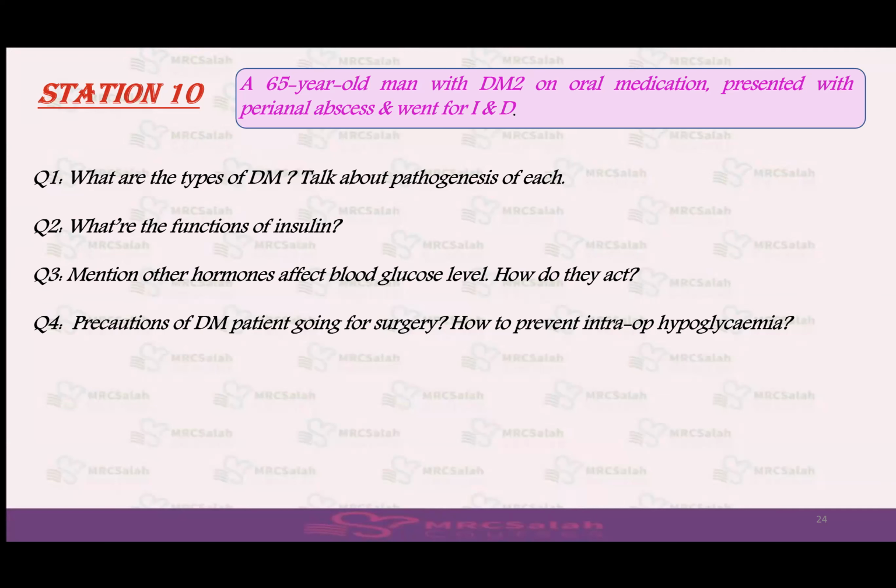If his blood glucose is controlled, I will start the operation by monitoring this. I will ask you a question.